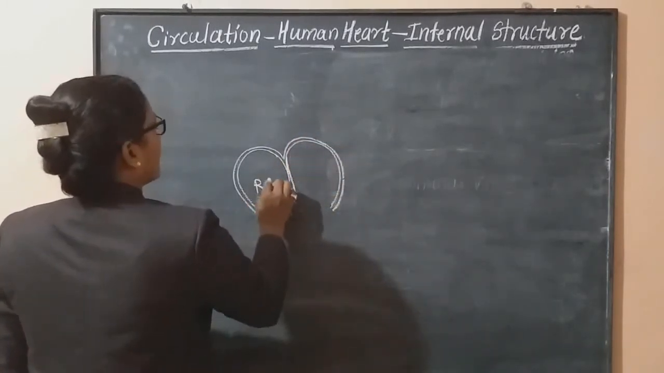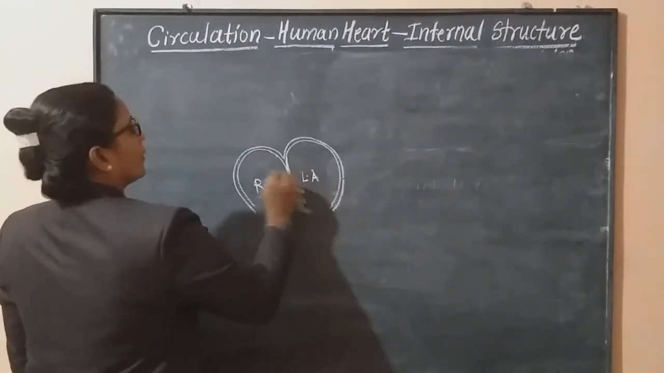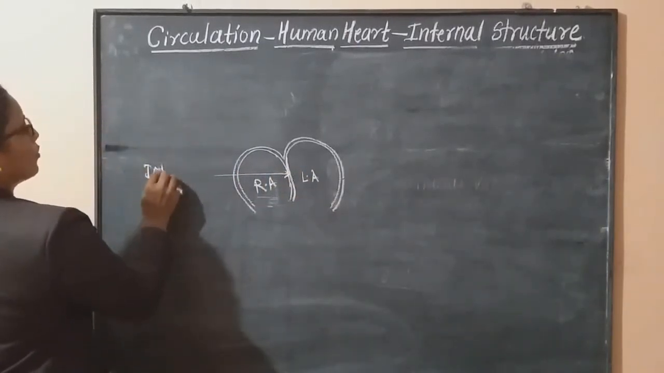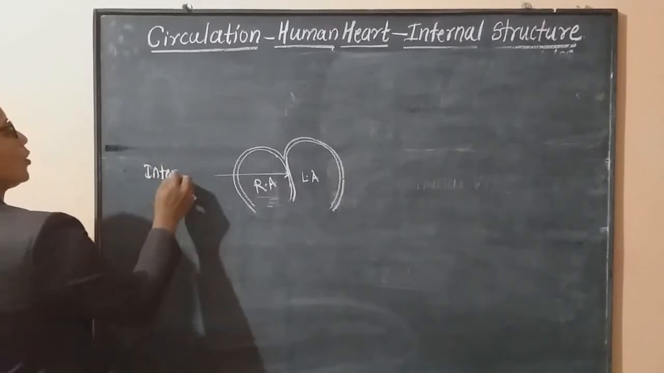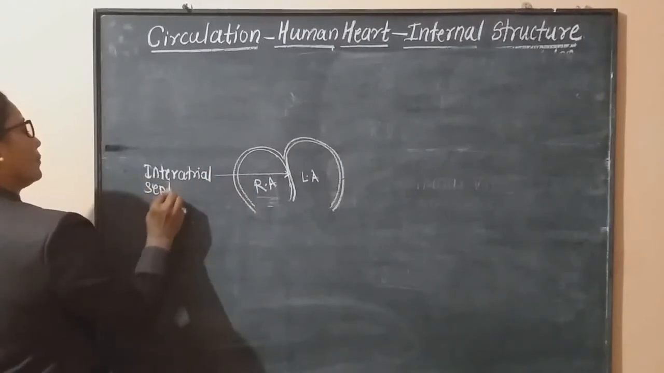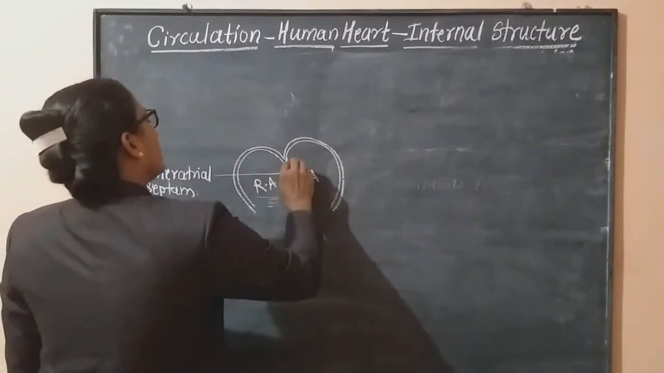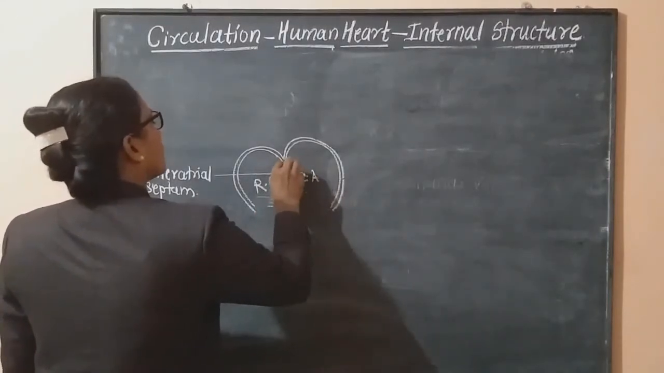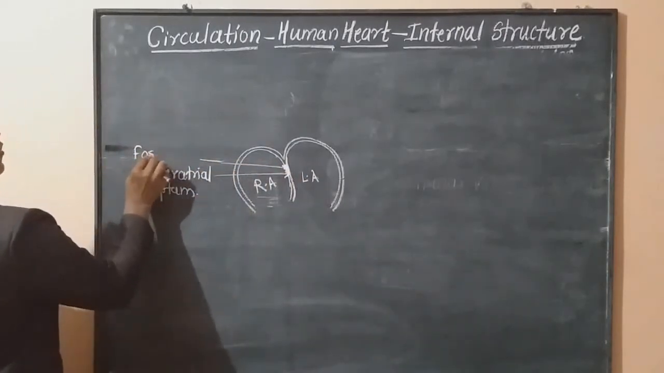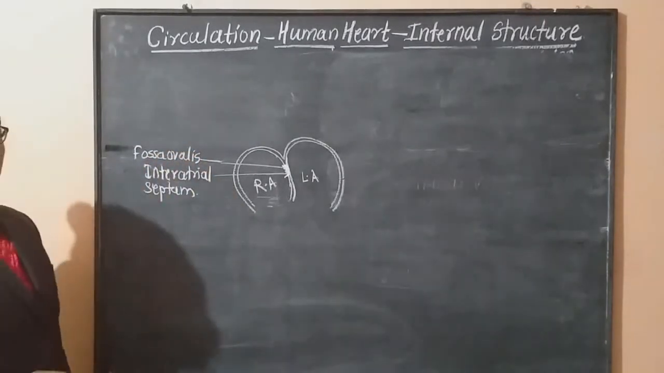This is the right atrium. This is the left atrium. Now this septum separates these two atria from each other, hence it is called the interatrial septum. This is a new point, the interatrial septum. And here there is an oval depression. This oval depression is called the fossa ovalis.